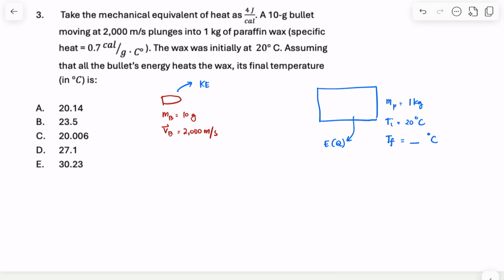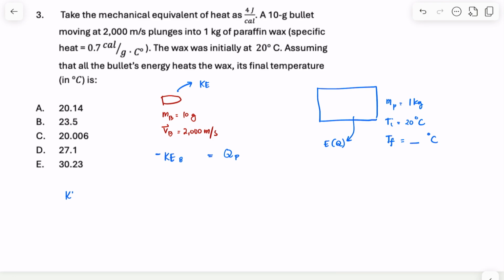So what I'm going to do is to simply have the Q of the bullet equal to the negative Q loss, plus Q gain. Negative Q gained by your paraffin. I'll just put P, and I'll just put B here for brevity. Now, I'm simply going to calculate the kinetic energy. Actually, I messed this up. It should be kinetic energy.